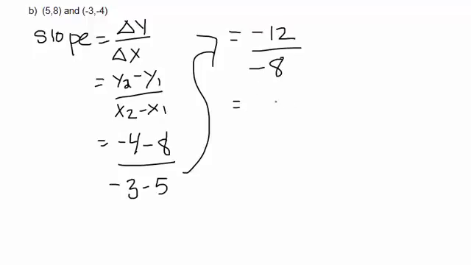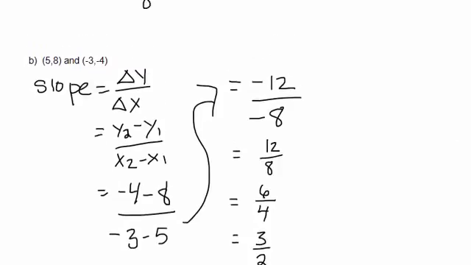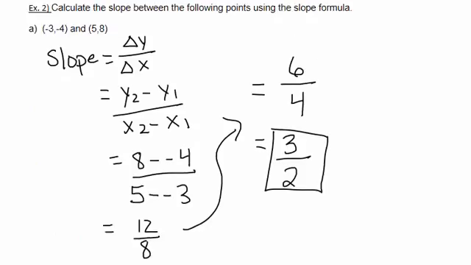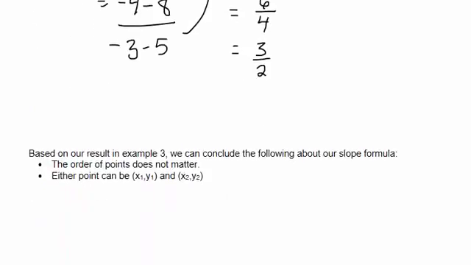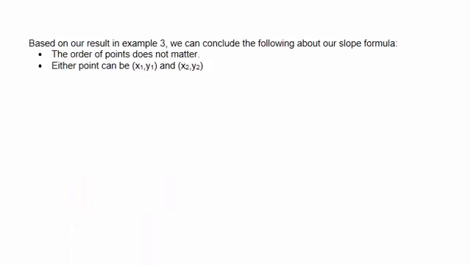Negative over negative is just a positive, so we're left with 12 over 8. Now we can start reducing, so that goes down to 6 over 4. And finally 3 over 2. And let's see. Notice it's the same as the slope we calculated above. Based on our results in that example, we can conclude the following about the slope formula. The order of points does not matter. Either point can be your x1, y1 or your x2, y2, as long as you designate them beforehand and plug them into the formula appropriately.